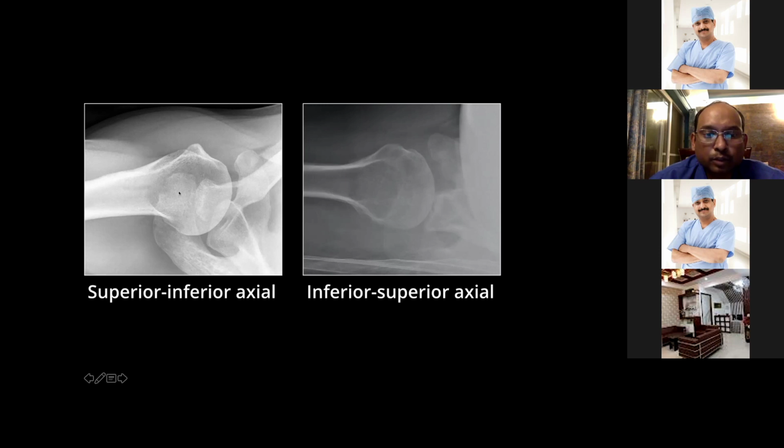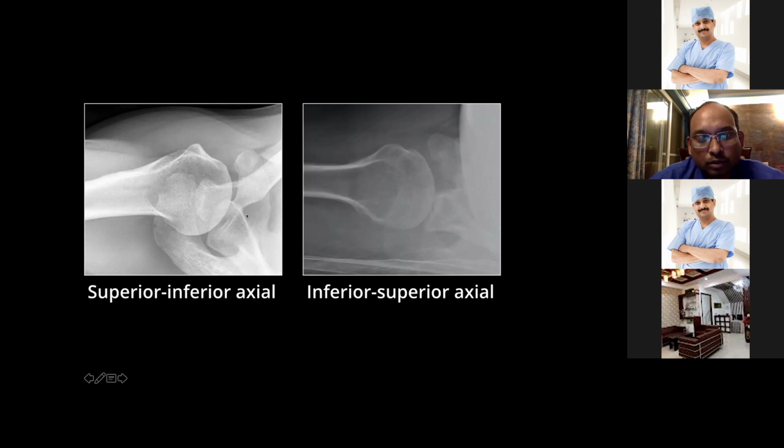Similarly, in the superior-inferior axial view, we are seeing the lesser tuberosity, the greater tuberosity, and in between, the bicipital groove. We can see the humeral head very nicely. This is the neck of the humerus. We can also see that the glenoid is now well exposed, and you can see the anterior aspect and the posterior aspect of the glenoid.